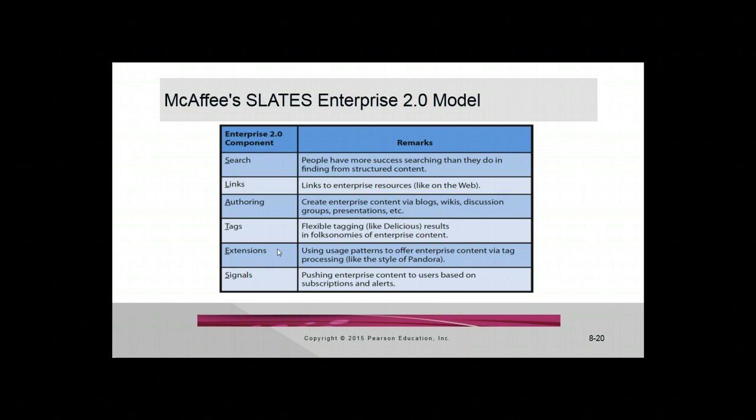Extensions are a way to extend the capability and customize the capability based on what you have done or what you have seen. Give me an example of extensions. Give me an example of something you use, even on the web, maybe not for an organization, that is customized for you based on the input you have given. Christina? Pandora is one example. You like these 10 songs, so they're going to play a song that they think you may like as well. What else? What other things are like that?